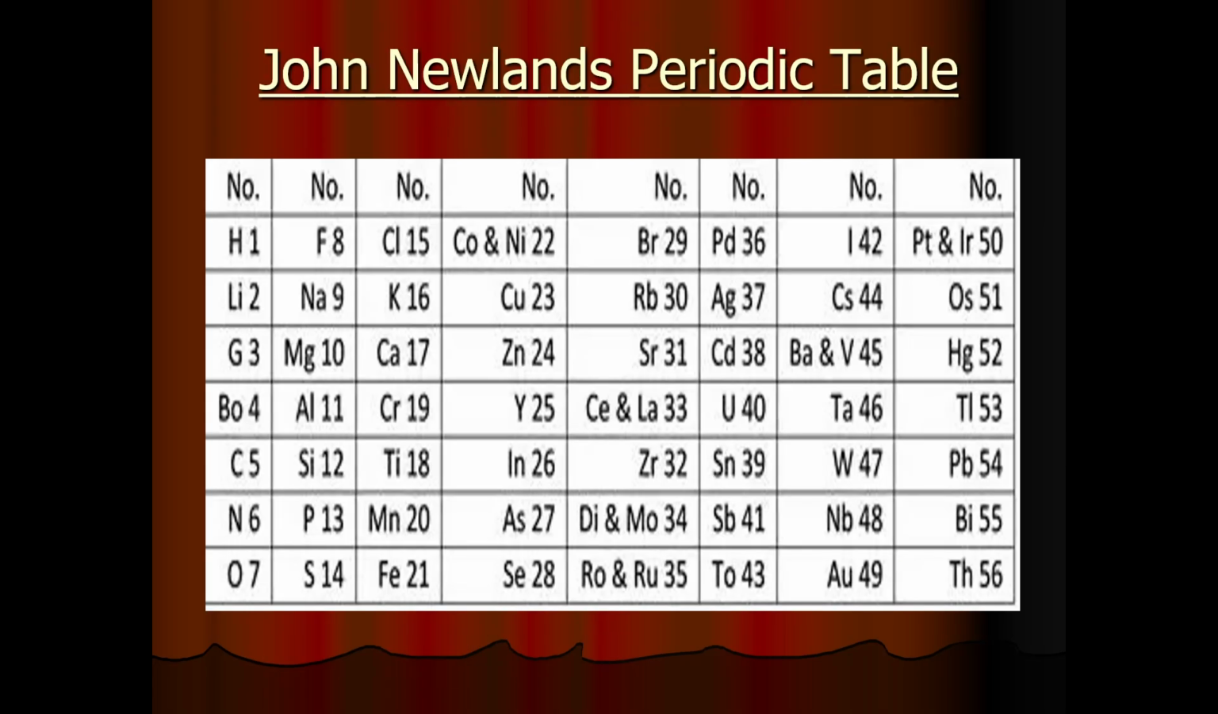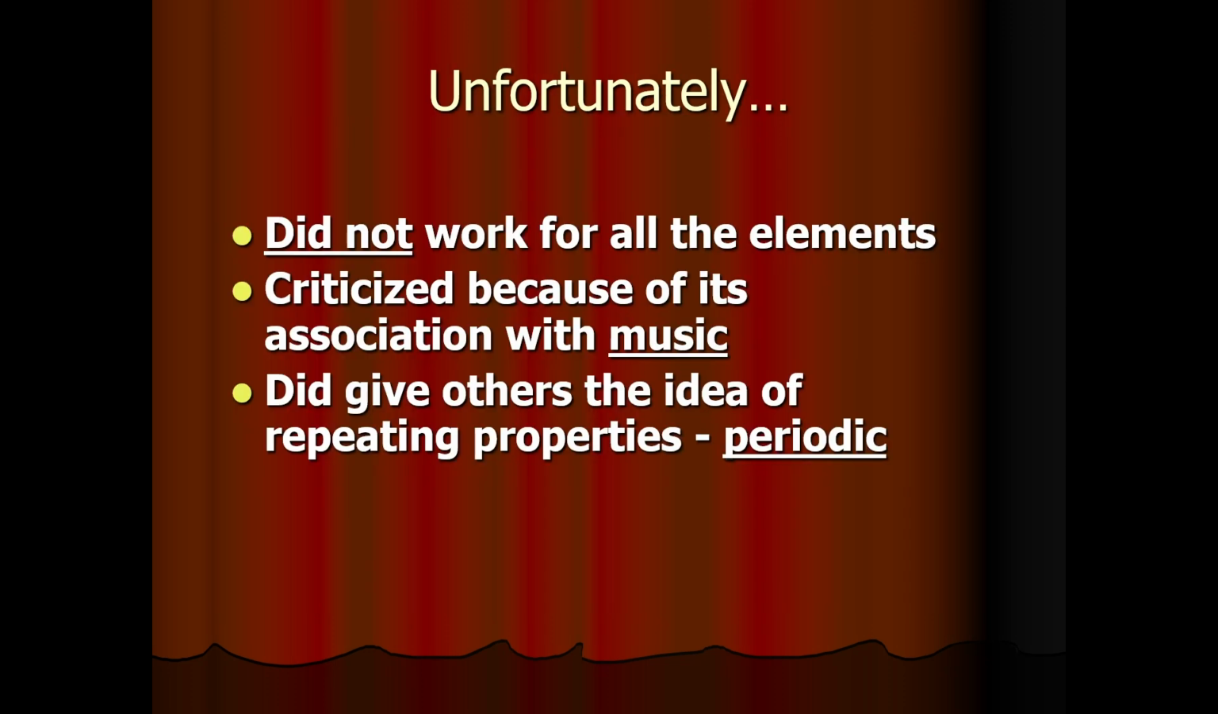This is John Newlands' periodic table. As you can see, all the elements are arranged according to their atomic weight. Unfortunately, most of the scientists of that day were not a huge fan of his table. Newlands' arrangement did not work for all the elements. They also criticized his table because of its association with music. However, his idea of repeating properties or periodic properties was taken to heart by many scientists and expanded in their own work.